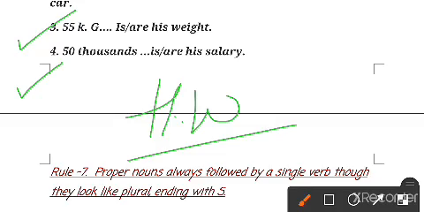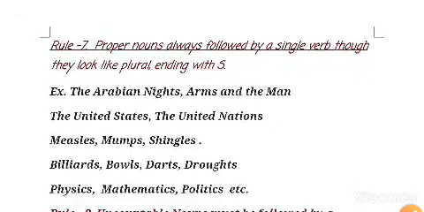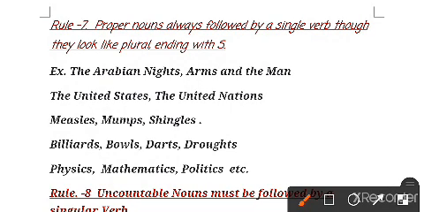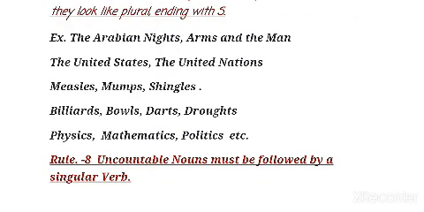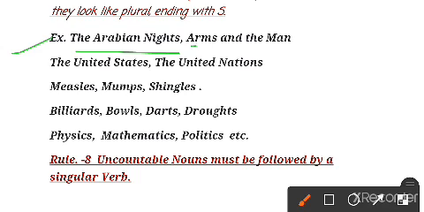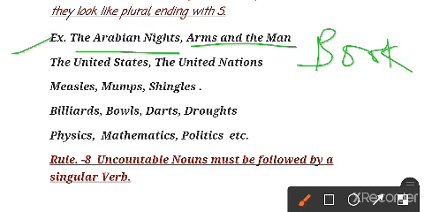Okay, is and are. Now rule number 7. Rule number 7 says a proper noun is always followed by a singular verb, though it may look plural, ending with s. It is looking like a plural, but always takes a singular verb. A proper noun is the name of a person, place, thing and so on. So here you can say "The Arabian Nights," "Arms and the Man." These are names of books. A book's name will always take a singular verb.